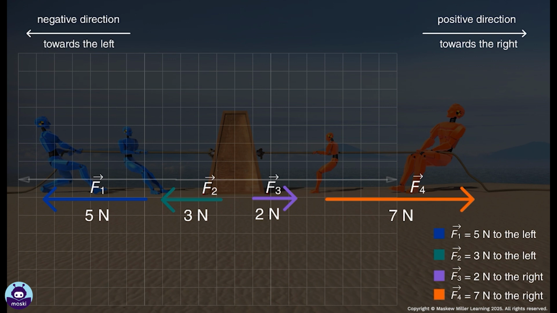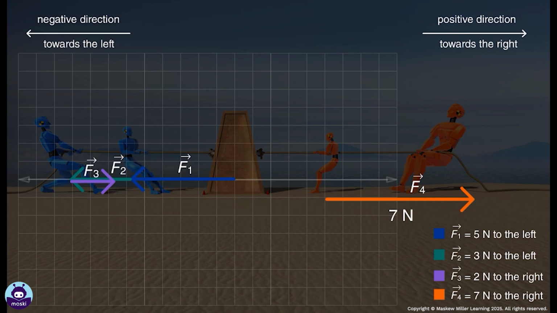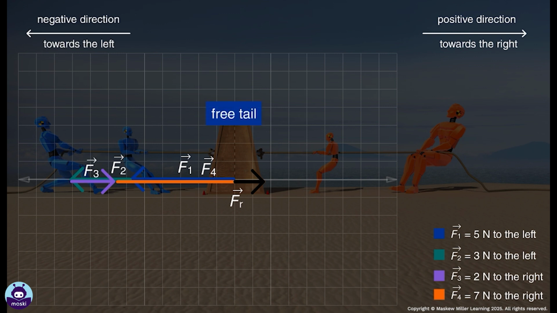Remember that vectors can be freely moved about as long as we preserve the magnitude and direction. Using the tail-to-head method, we place the tail of vector F2 on the head of vector F1. We then place the tail of vector F3 on the head of vector F2. We then place the tail of the last vector F4 on the head of vector F3. The resultant vector is drawn from the free tail, that is, the tail of vector F1, to the free head, that is, the head of vector F4.